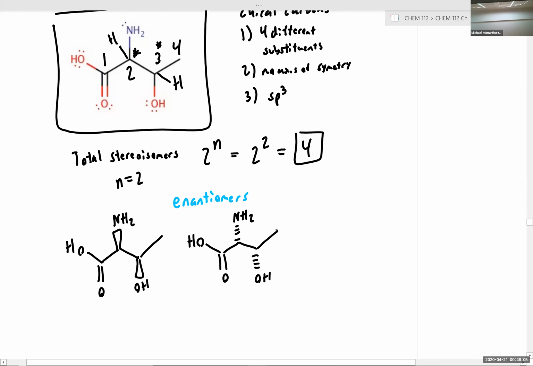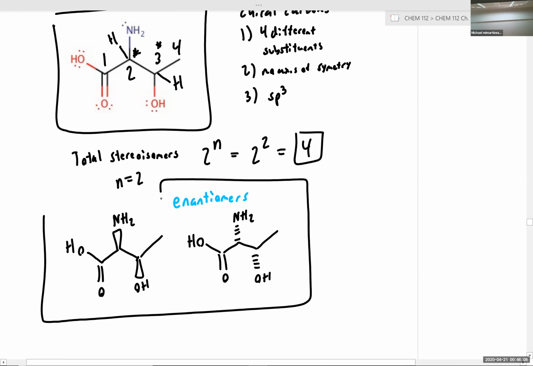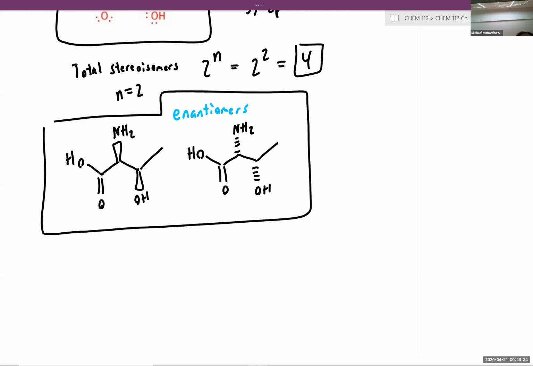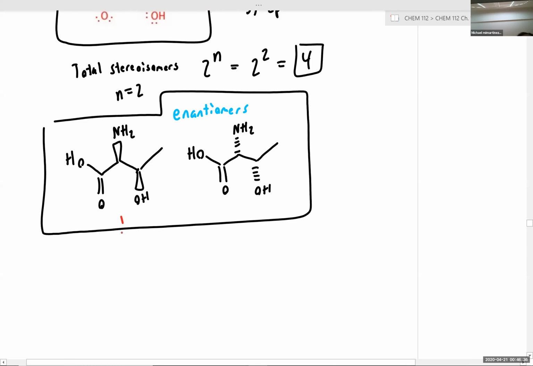Here we go. So we have our first pair of enantiomers. We've inverted and we've flipped the configuration at every single chiral center. Does that make sense? Can everyone see as to why these 2 molecules are enantiomers, non-superimposable mirror images? Okay, so let's try now to draw a pair of diastereomers. So let's draw a pair of diastereoisomers.